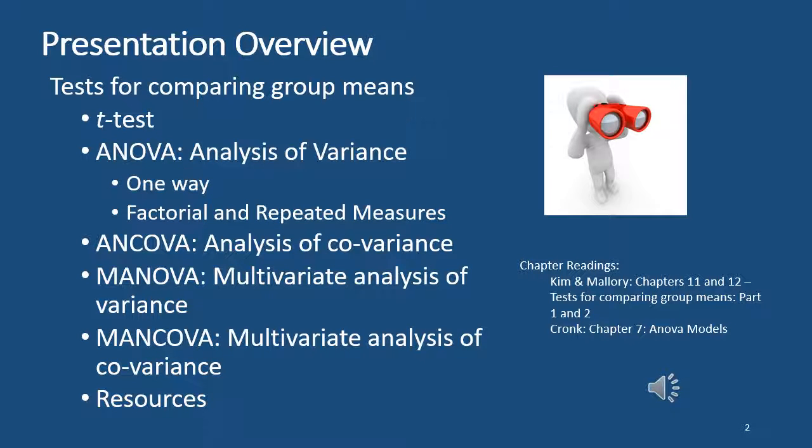This presentation will cover tests for comparing group means: the t-tests, various types of ANOVAs, ANCOVA, MANOVA, and then some resources to help you with more details on some of these more complex tests. The content for this lecture is coming from the chapter readings, Kim and Mallory, chapters 11 and 12, and Cronk, chapter 7.